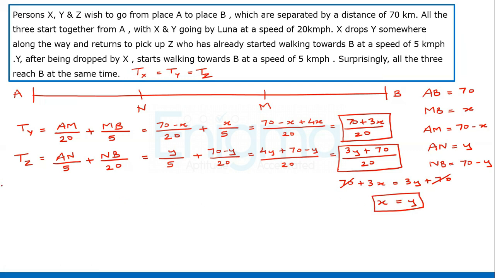Now, let's find out t of x. Now, x is continuously driving on Luna at a speed of 20. First, he drops y at M. So that means he has covered AM. Then he goes back to N to pick up Z. So that means he has covered MN. Plus, after that, he has reached the destination. That means he has covered NB.